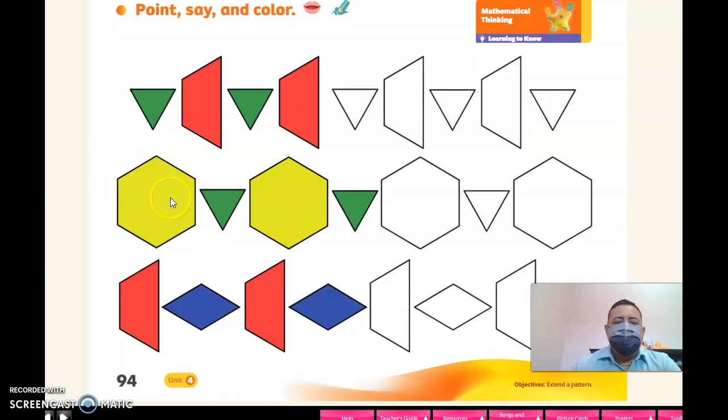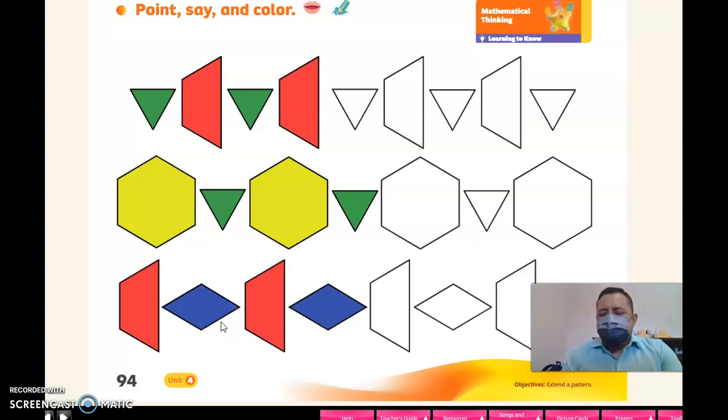¿Y what color? Yellow, green, yellow, green. Next, we have a trapezoid and a rhombus or diamond. Trapezoid, diamond. Y pues tenemos estos que son de color red and blue.